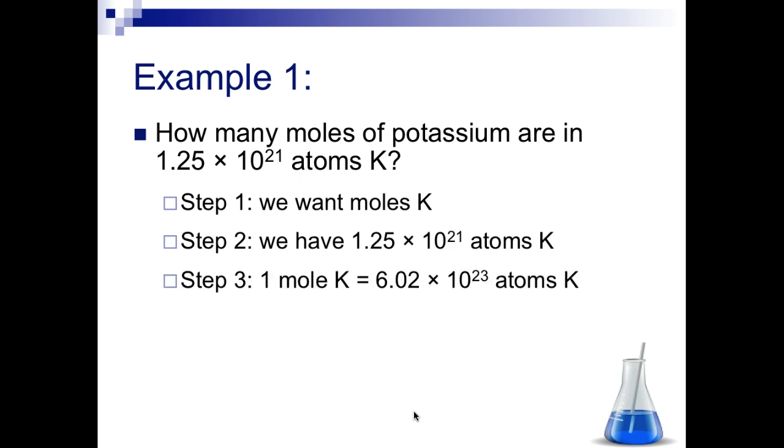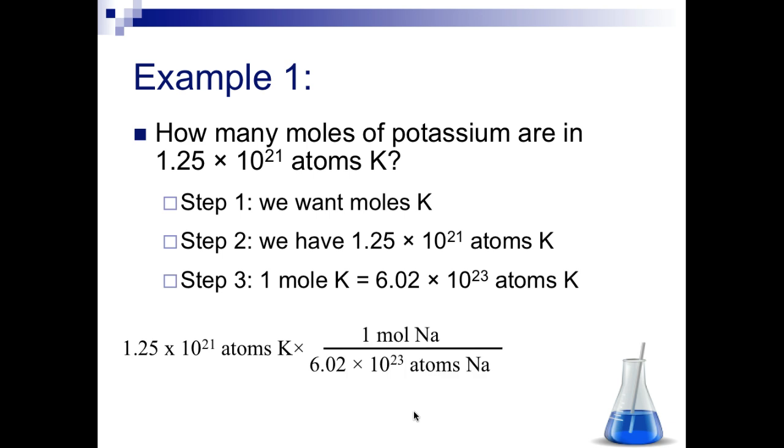We're given atoms, and we know that 1 mole has 6.02 times 10 to the 23rd atoms. So we're going to start off with what we're given. Now, instead of 6.02 times 10 to the 23rd atoms going in the top, it's going to go in the bottom. And remember, when something goes in the bottom, that means we divide by that.